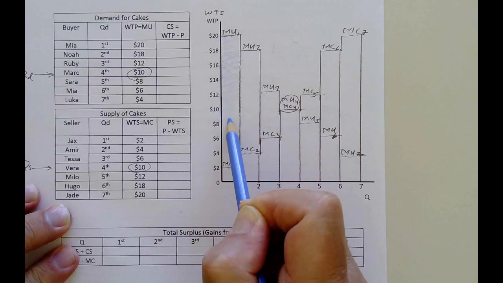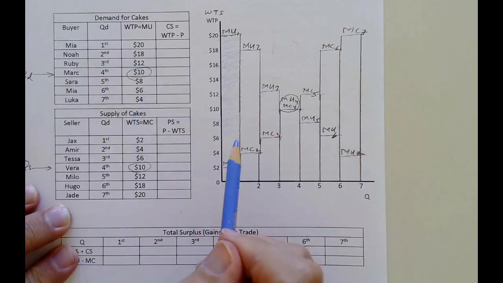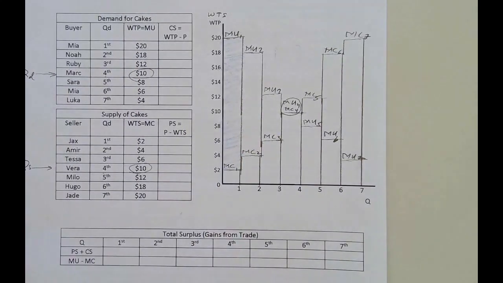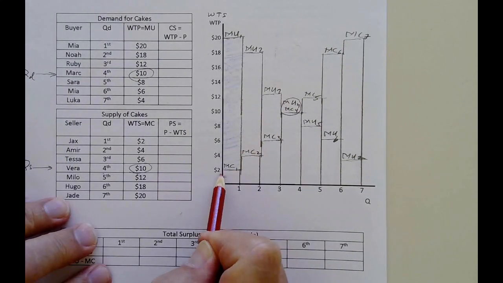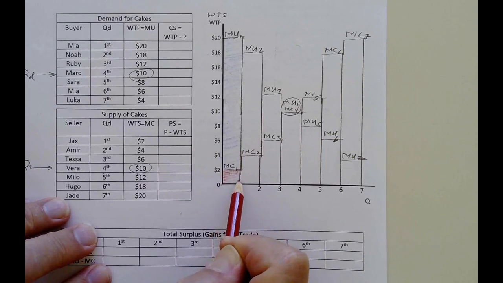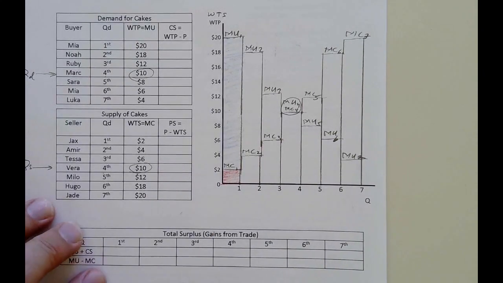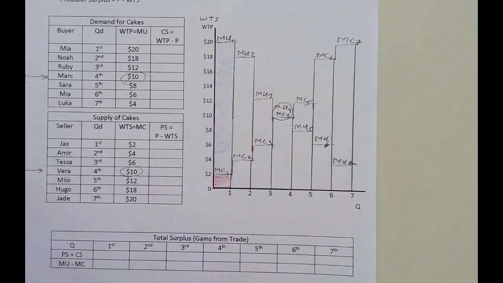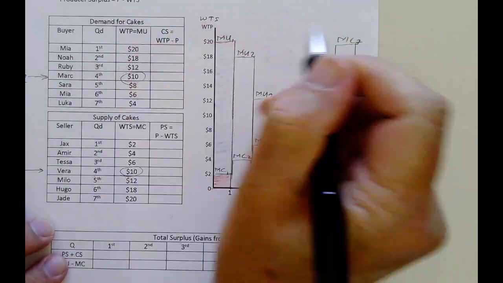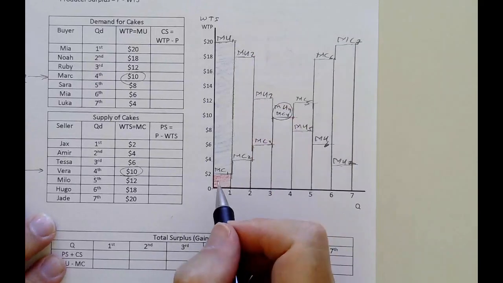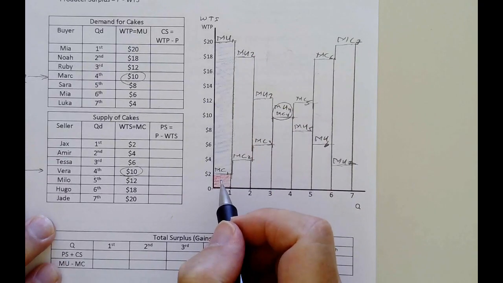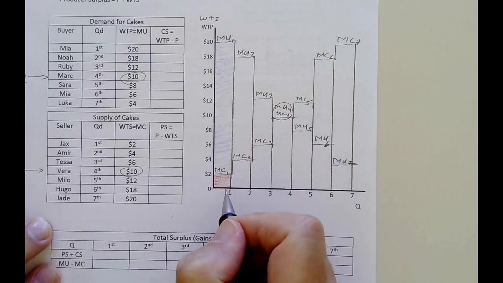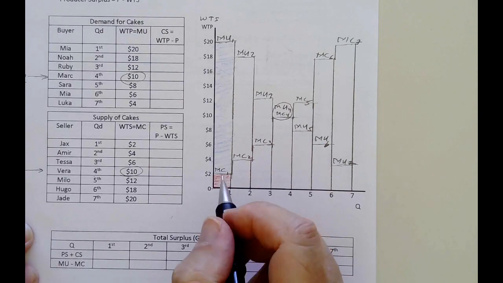from consuming that first cake, which goes to Mia, where the marginal cost of producing it is down here. And so that cake is quite valuable to produce. It's going to bring in $20 worth of benefit, and it's only going to cost $2 worth of resources. And so that would have a net gain to society of $18. We're taking $2 of resources to produce something that has a value of $20.